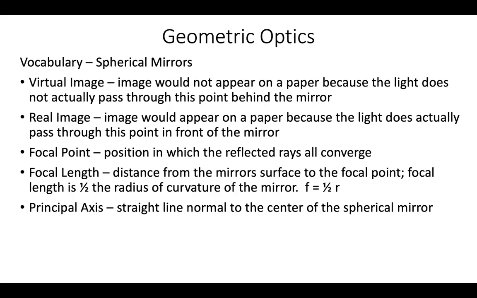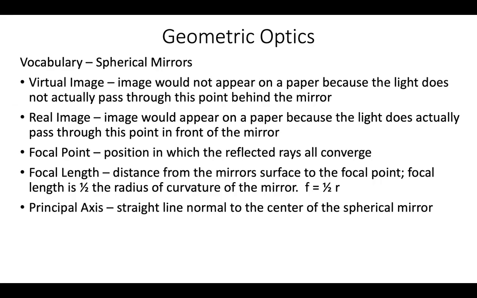In other terms, a focal point is, as you can see, the position where all the reflected light converges. It's called the focal point. The focal length then is the distance from the mirror surface to the focal point.